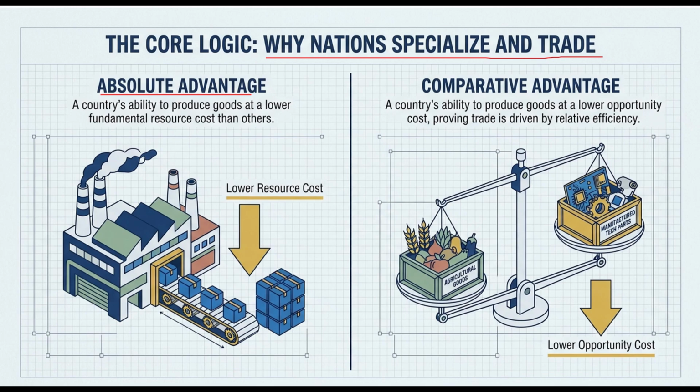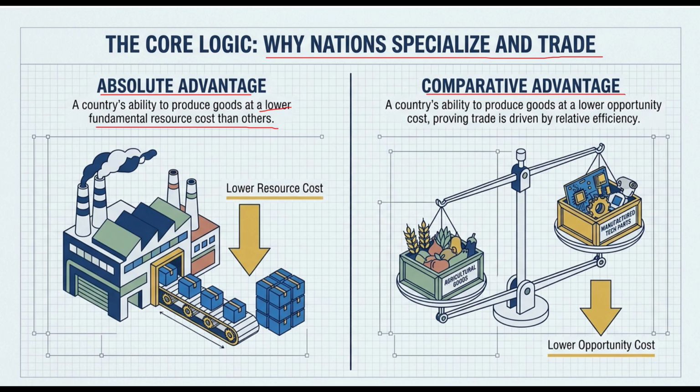What is absolute advantage? A country's ability to produce goods at a lower fundamental resource cost than others, right? So where a country can produce goods at a lower cost than another country. For example, a labor-intensive country like India can produce agricultural products at a comparatively lower cost than other countries. So we have an absolute advantage on that. Likewise, different countries have different products.